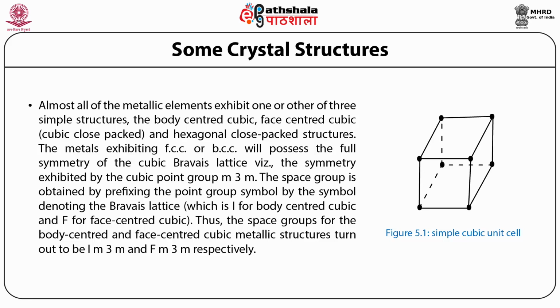The space group is obtained by prefixing the point group symbol with the symbol denoting the Bravais lattice, which is capital I for body-centered cubic and capital F for face-centered cubic. Thus, the space groups for the body-centered and face-centered cubic metallic structures turn out to be Im3m and Fm3m respectively.